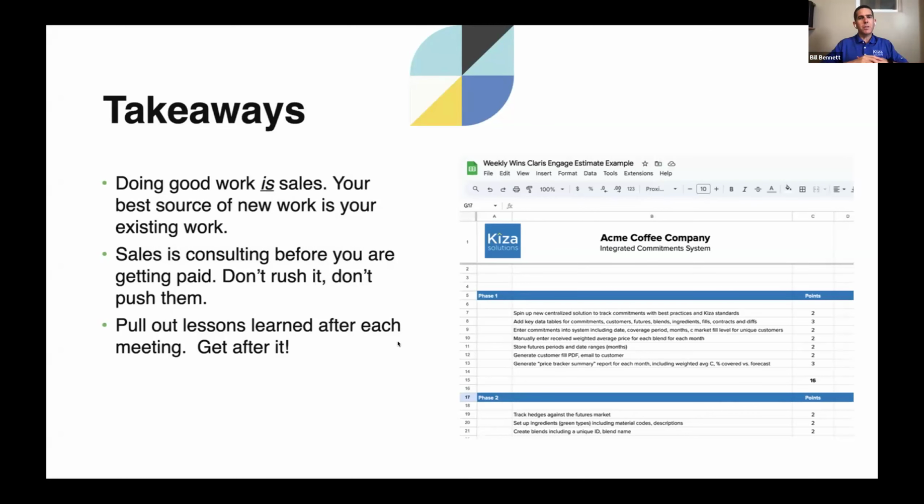piece from this idea that if we do really good work, work that we're very proud of, that our whole team is doing work that we're really proud of, that will beget new work. Sales is simply consulting before we're getting paid. So I believe that consulting is great. It's fun, and sales can be great and fun. It does take time. But I think we can build tremendous value for our clients and for our teammates, for ourselves, for our families.